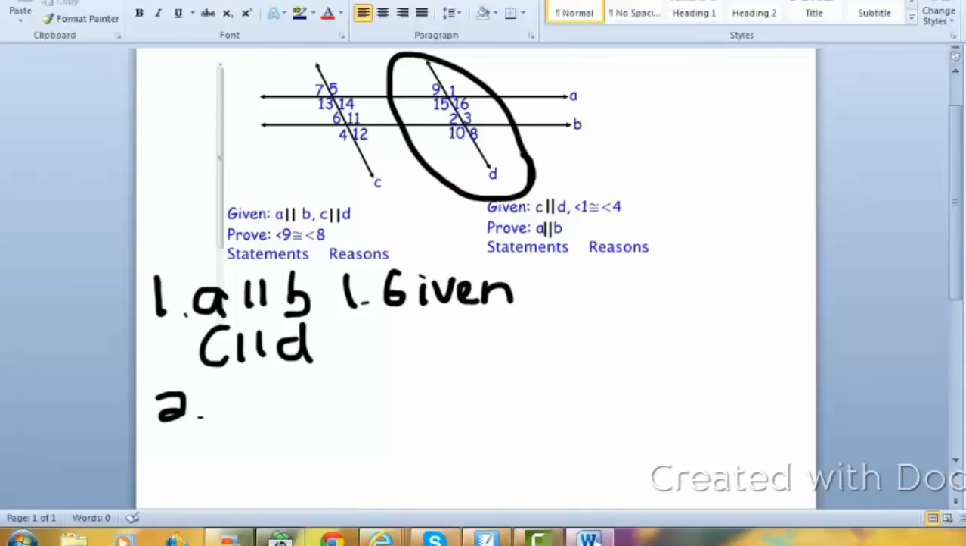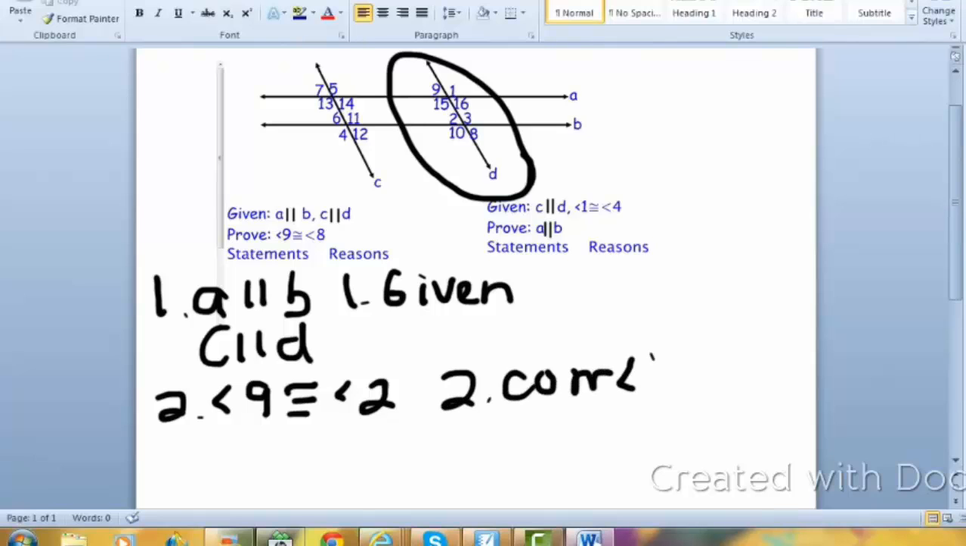We start with angle 9. Pick a different angle other than 8 that it's congruent to, because remember, we're proving the angle pair is congruent. By example, that would be angle 2 or angle 16. I'll use angle 2. 9 and 2 are corresponding angles, so corresponding angles congruent is my reason.